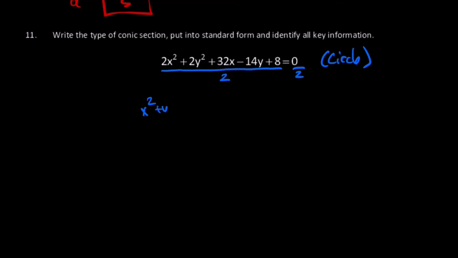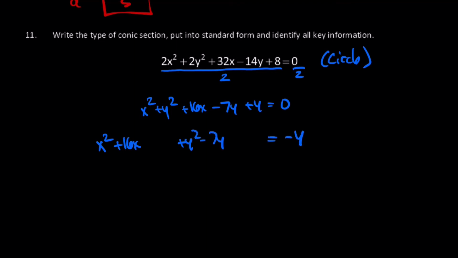x squared plus y squared plus 16x minus 7y plus 4 equals 0. Now let's group our terms. x squared plus 16x plus y squared minus 7y equals -4. Remember, do the simple stuff right. Subtract 4 over to the other side. Let's complete the square. On the x's, easy. Half of 16 is 8. 8 squared is 64. Let's add 64 to both sides.